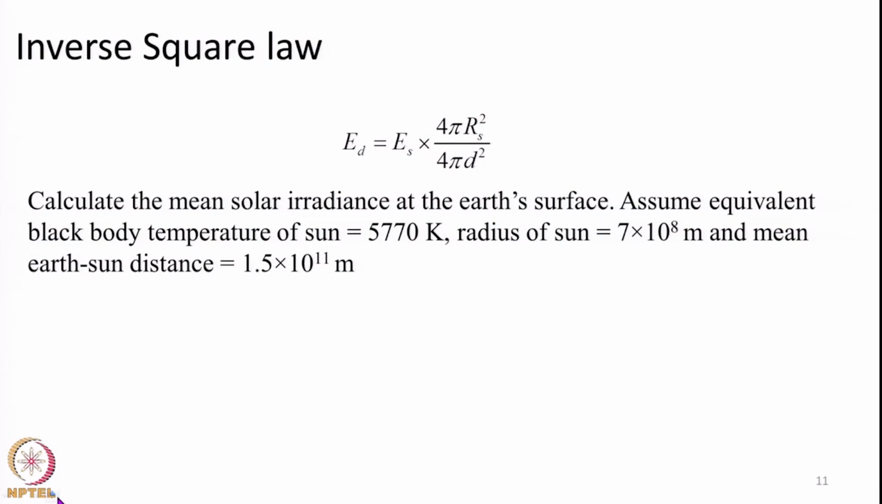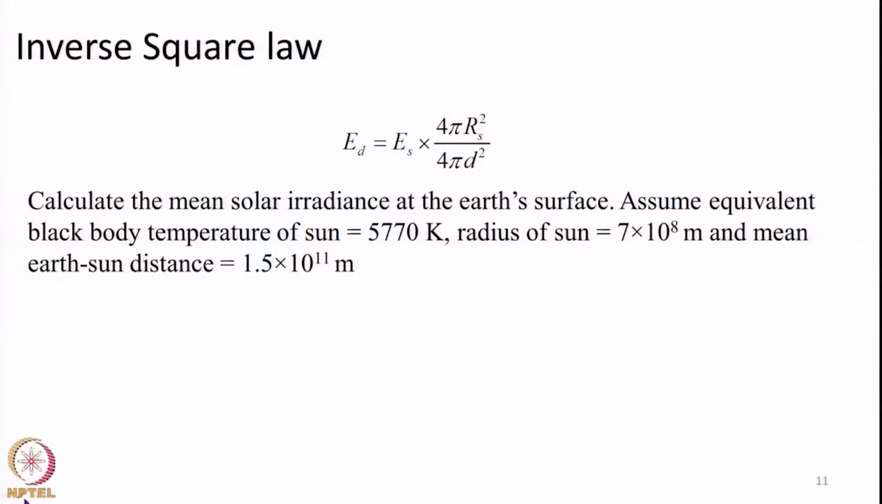Okay. I said inverse square law. We are now going to see an example of how the inverse square law works. Again we are going to take the example of the sun and work around it. The question given here is: calculate the mean solar irradiance at the earth surface. Assume the equivalent black body temperature of the sun is 5770 Kelvin, the radius of the sun is 7 into 10 power 8 meters, and the mean earth-sun distance is 1.5 into 10 power 11 meters.